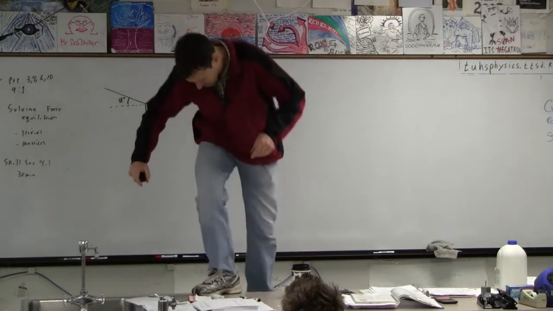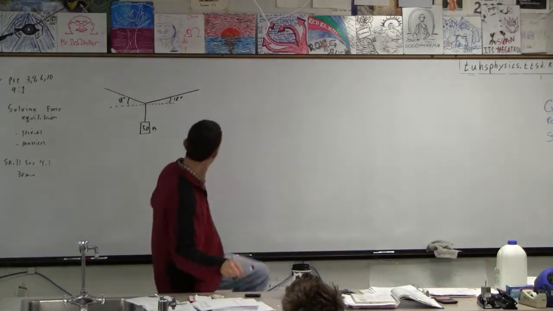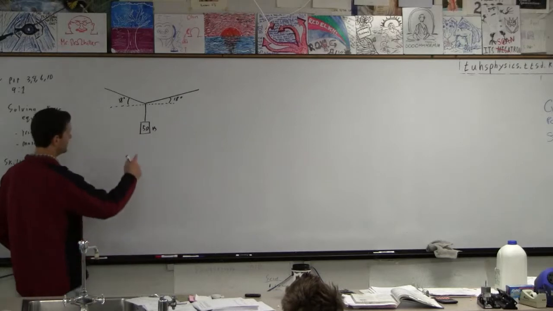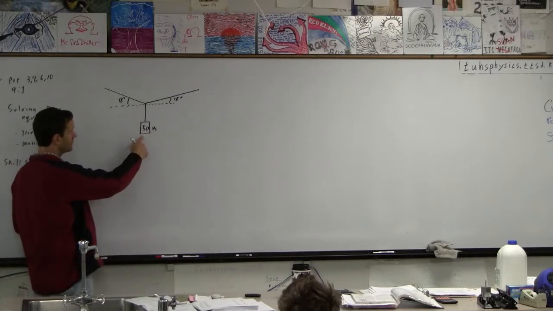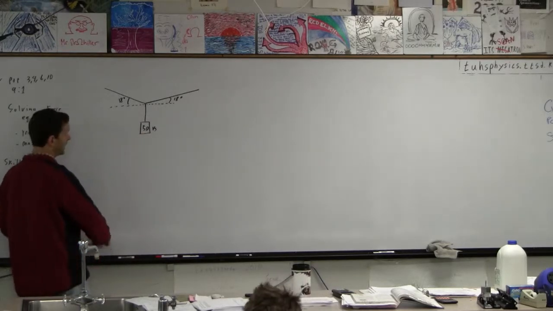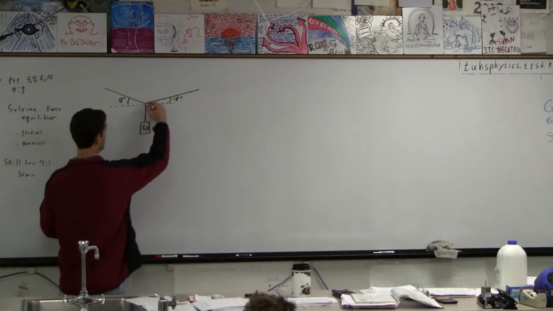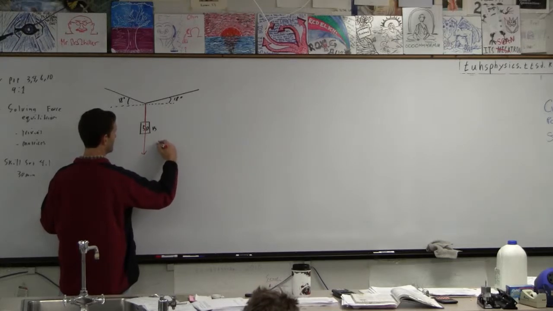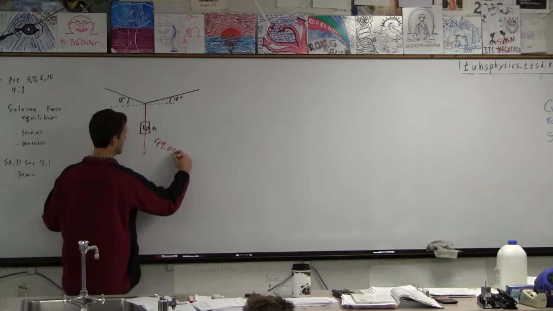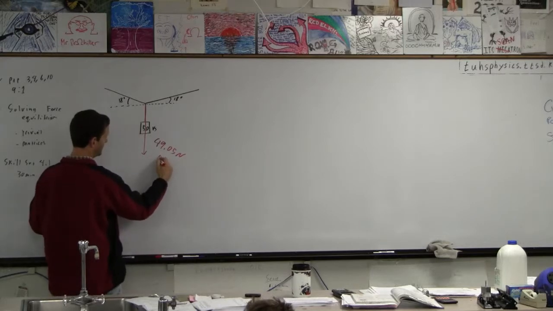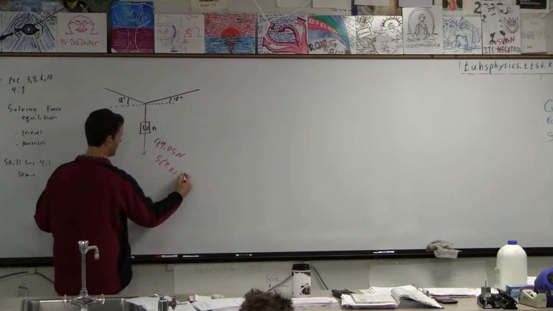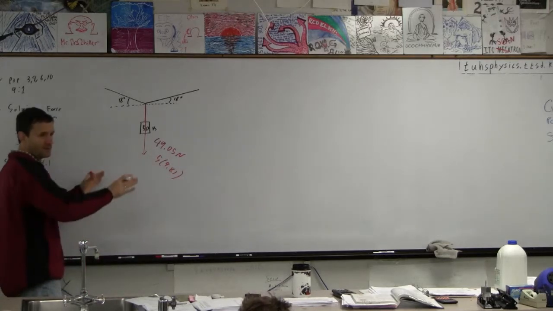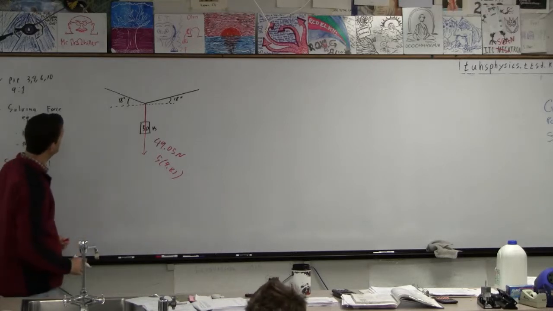So let's take a look at the picture here. We've got 5 kilograms, and so the force that's acting right here is downward, and what is that? It's 49.05, is that what it is? And that's 5 times 9.81. So 49.05 newtons straight down.